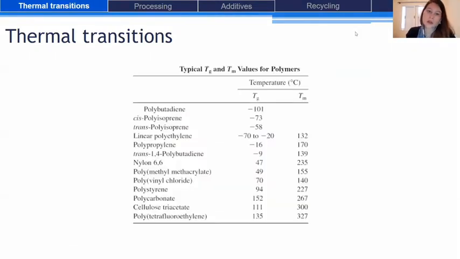So finally, we can have a look at this table that summarizes typical TG and TM values for a list of polymers. You can see that some of them do not have any melting temperature because they are amorphous. For example, polybutadiene is a cross-linked elastomer. Its TG is relatively low, minus 100 degrees C. So we can use it above this temperature up to high temperature, and we have a flexible polymer, an elastomer.